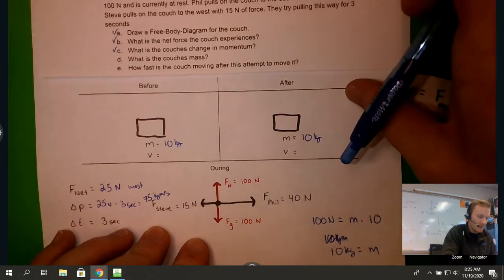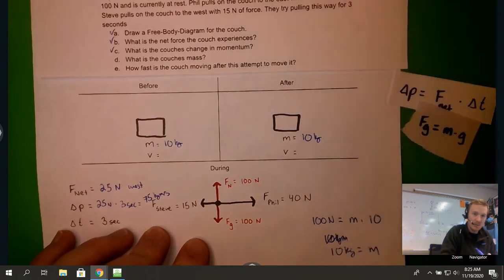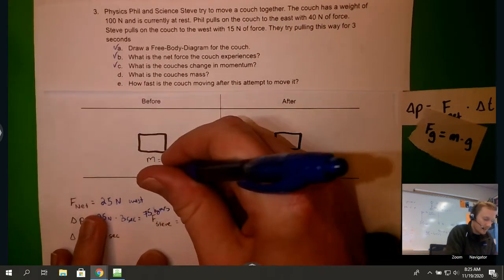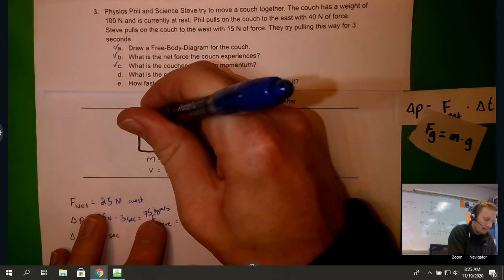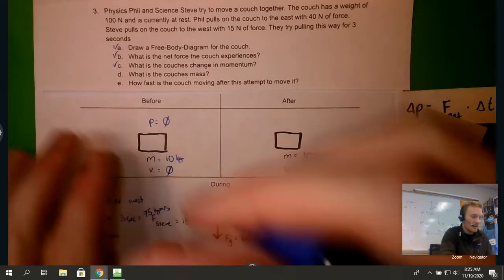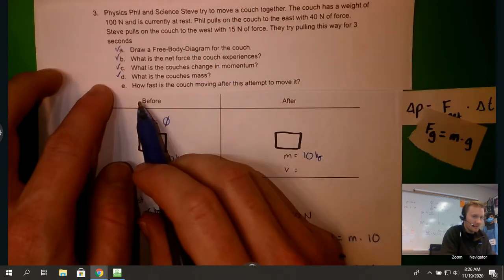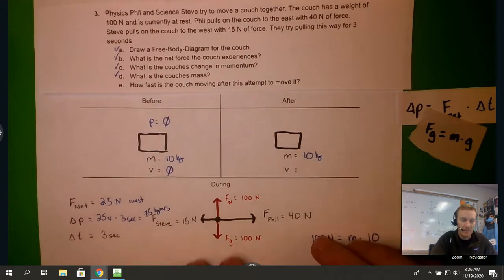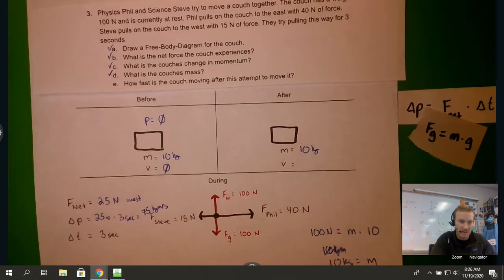We know that the couch was initially at rest. It said that in the question, currently at rest, so it starts off here. And that tells us that our initial momentum is 0. So this final question wants to know, how fast is the couch moving after the attempt to move it? They've been having this tug of war for 3 seconds. How fast is it moving after those 3 seconds?